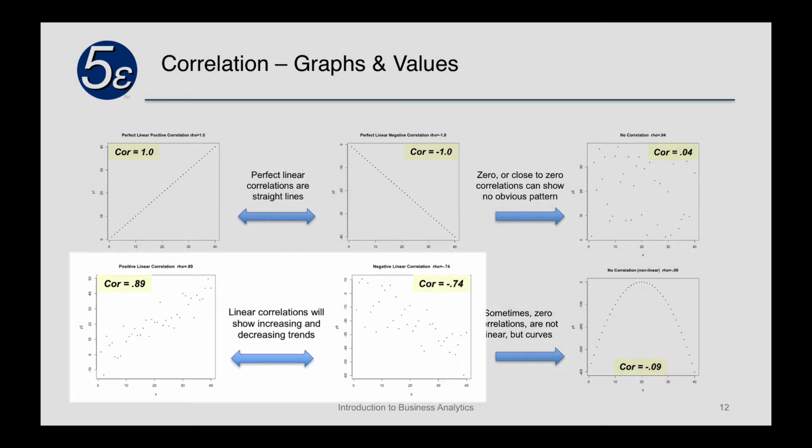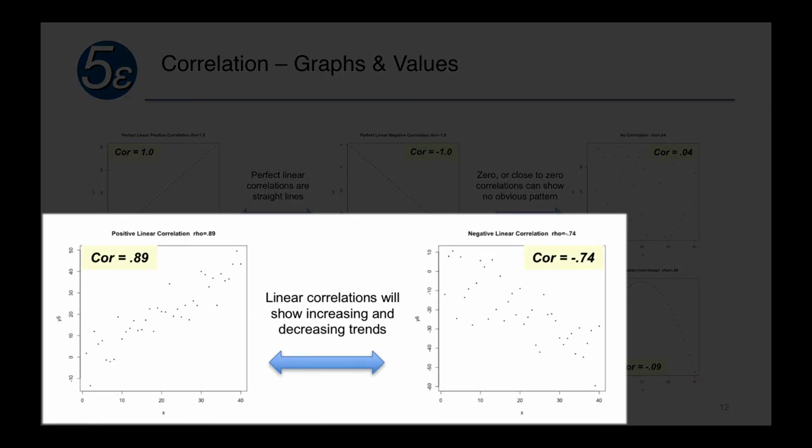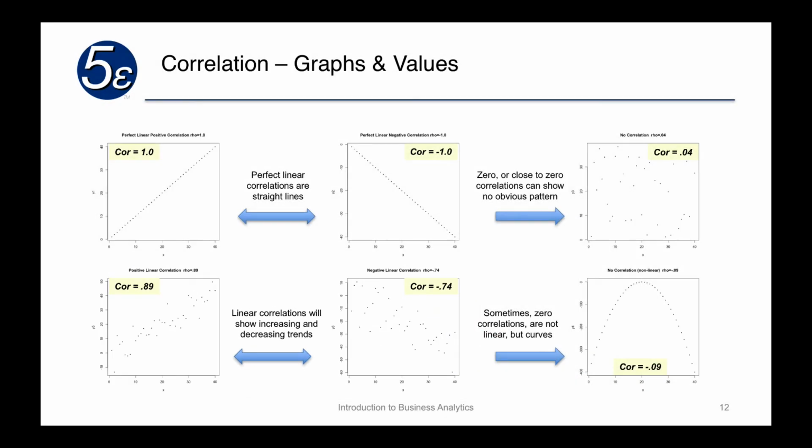Now, if we look at the bottom two on the left, you're going to see a scatter plot of dots that seem to generally move up, but it's not a perfect line. And in this case, this correlation was calculated at 0.89. This is a positive correlation. It's a linear correlation and will show an increasing trend. Right next to it, we have a negative correlation of negative 0.74, and you can see the scatter plots generally moving downward, and that's our negative linear trend.